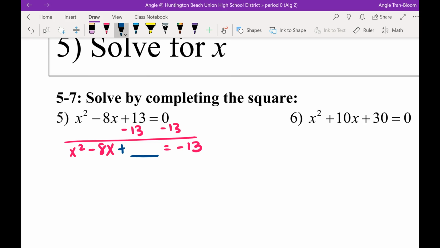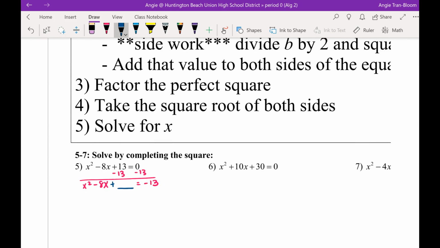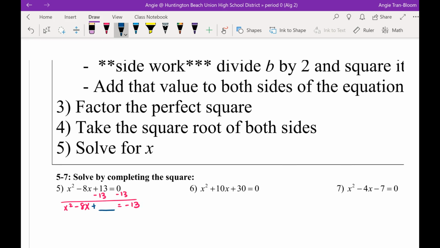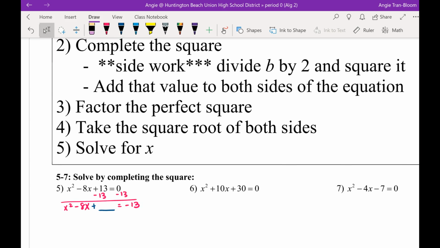Here's number 2. Number 1 says subtract C from both sides. We did that. Number 2 says on scratch paper, on side work, wherever you want to find the spot for it, I need to take B and divide that by 2. So here's my question to you. Jennifer, what's our B value?